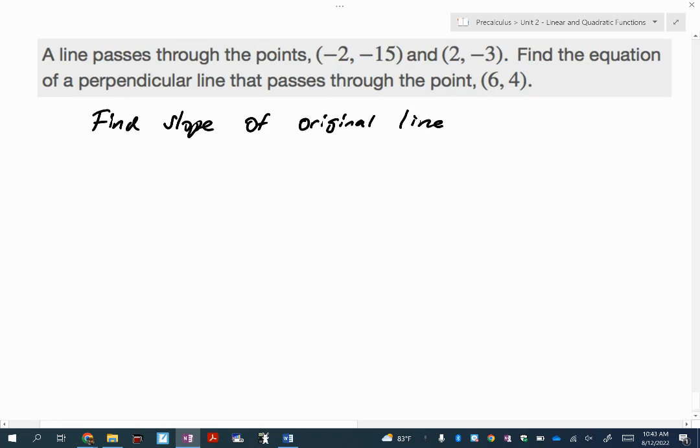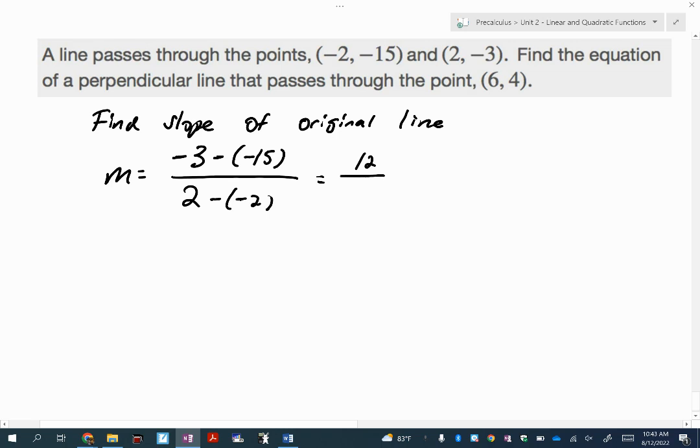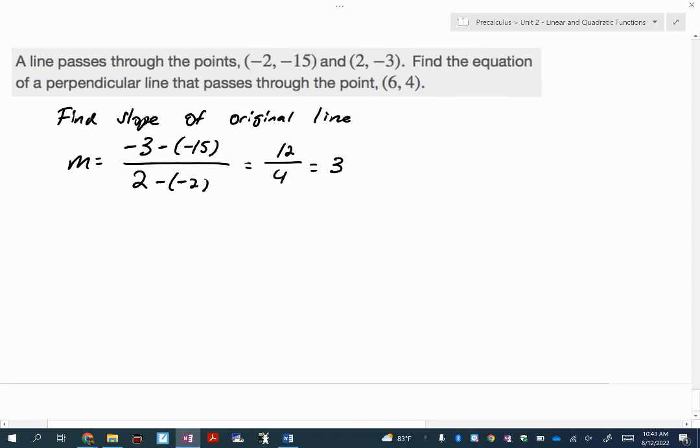All right, so in this case, I'm going to do the change in y on my original line, which is -3 minus -15, over the change in our x, which is 2 minus -2. So that's going to be -3 plus 15, which is positive 12, over 2 plus 2, which is 4. So my slope of my original line is 3. But I want a new line that's perpendicular to this one. So the slope of the new line is going to be m equals negative, opposite reciprocal, so -1/3.